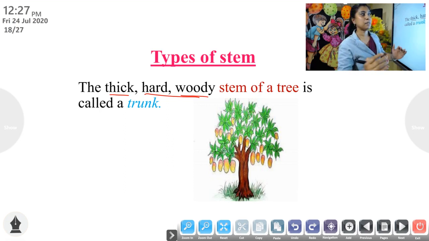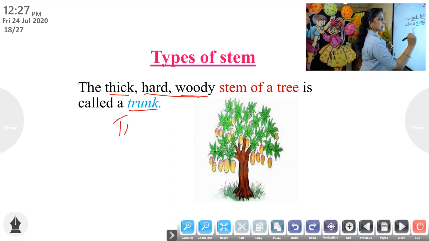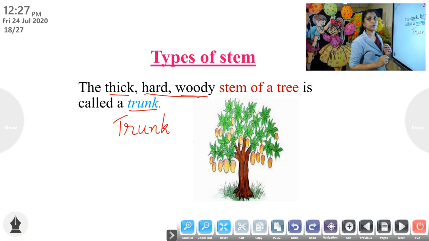Such type of stem is called trunk. What is that word? Trunk. T-R-U-N-K. Trunk. Then what is a trunk? The thick, hard, woody stem of a tree is called a trunk. That's a type of stem. Okay. Then what is a trunk? The thick, hard, woody stem of a tree is known as the trunk. Is it clear?